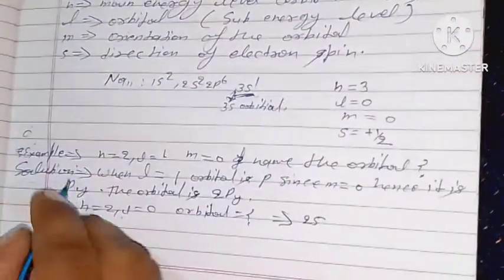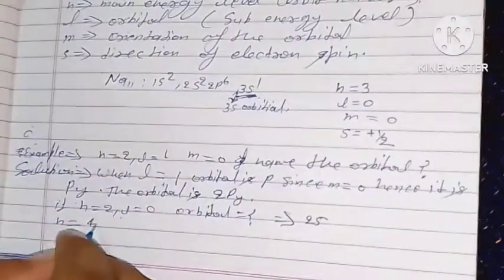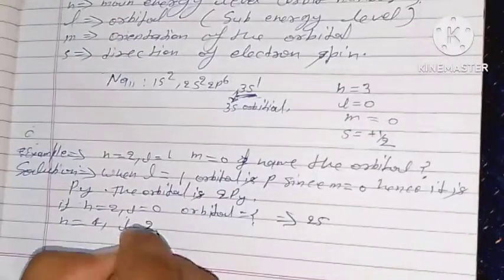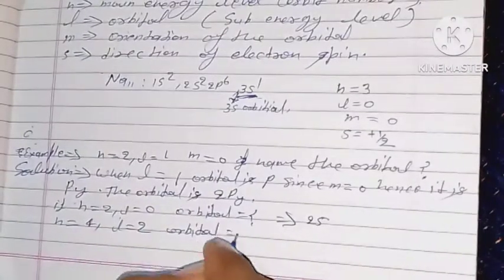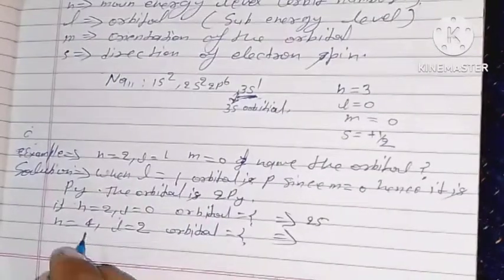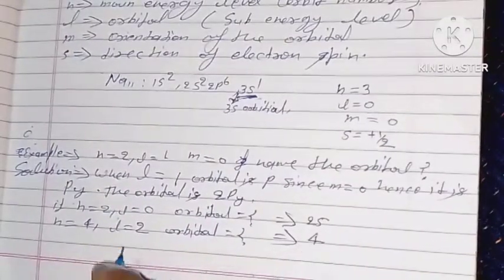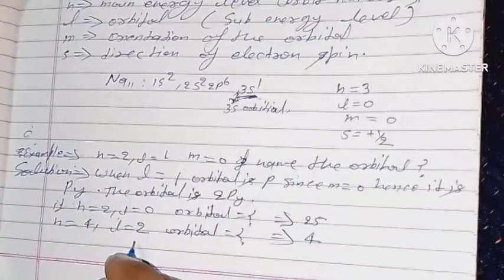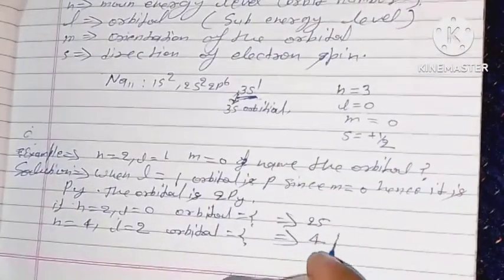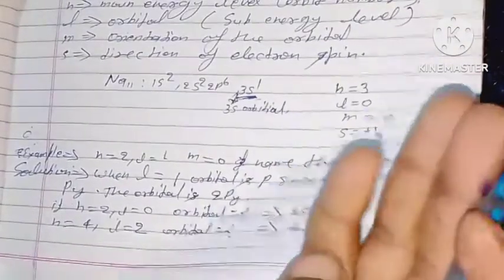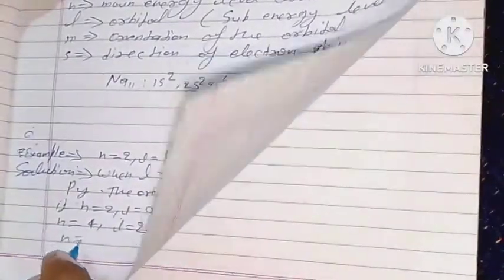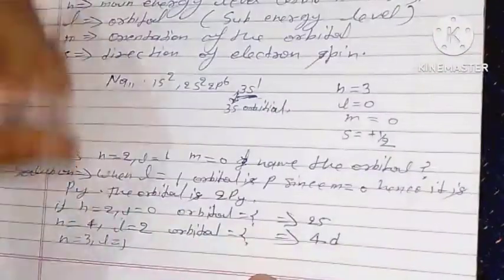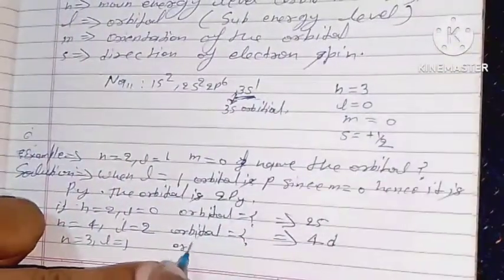If n equals 4 and l equals 2, then which orbital? That means 4, l equals 2, which is a d orbital. The order is s, p, d.